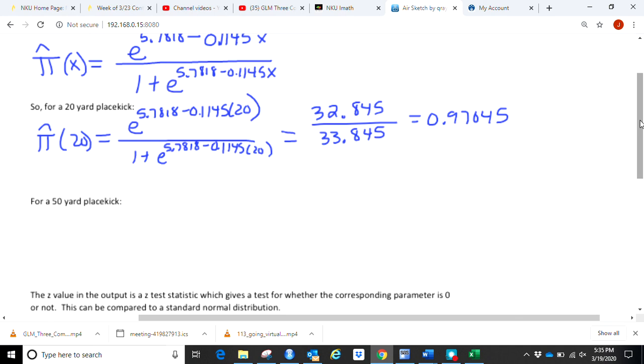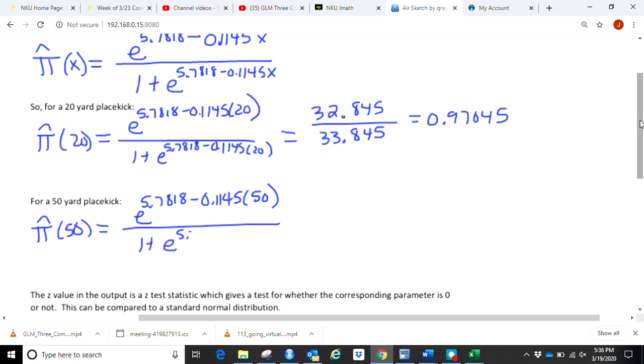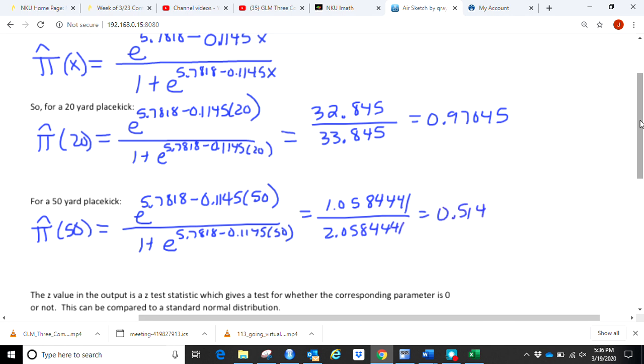If instead it was a 50-yard place kick, the same idea here, we're just going to be plugging in 50 for x instead of the 20 that we had above. Which this time will give us much smaller numbers. Which gives us a tad bit more than a 50% chance here.